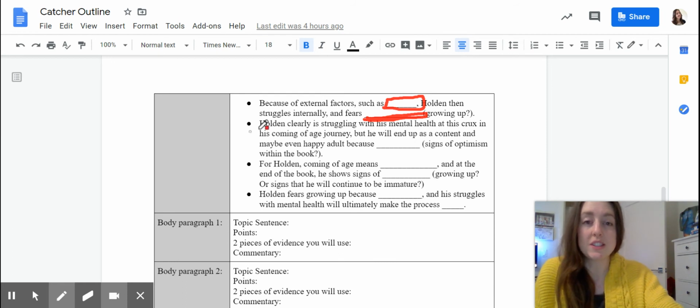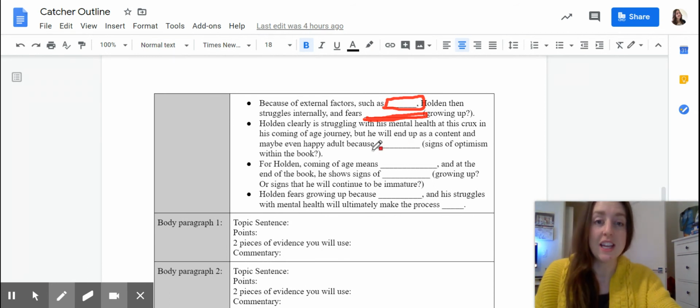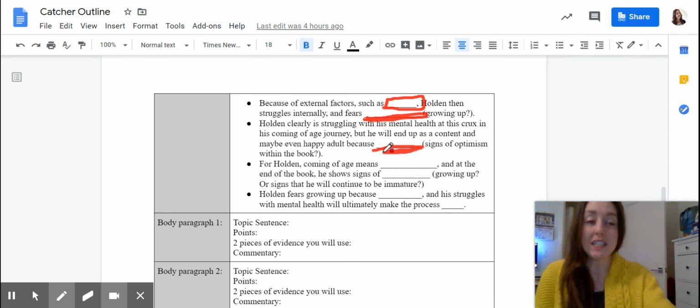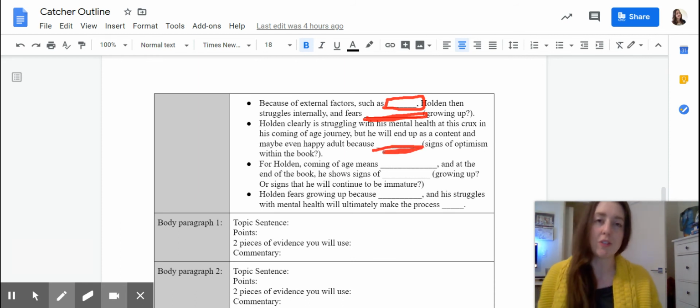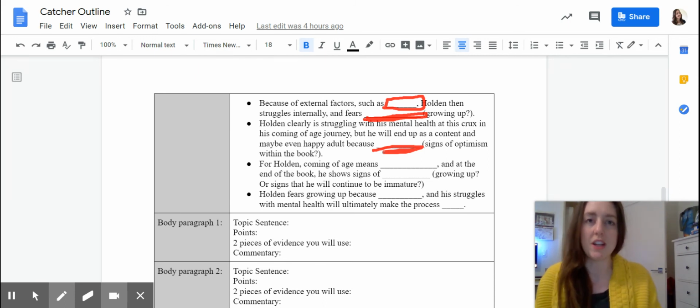This one, Holden is clearly struggling with his mental health at this crux in his coming of age journey, but he will end up as a content and maybe even happy adult because this is for those of you that have been seeing some signs of optimism from Holden. No matter how many times he's mentioned being depressed or mentioned suicide, there are still these moments in the book that some of you have identified that seem hopeful or optimistic.